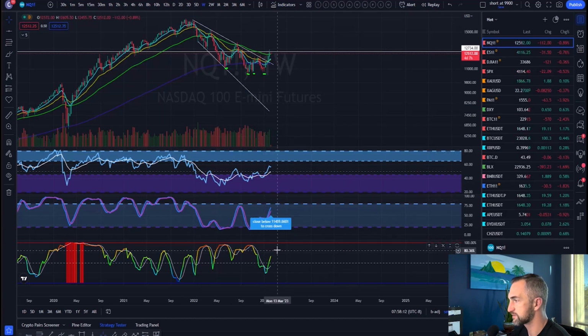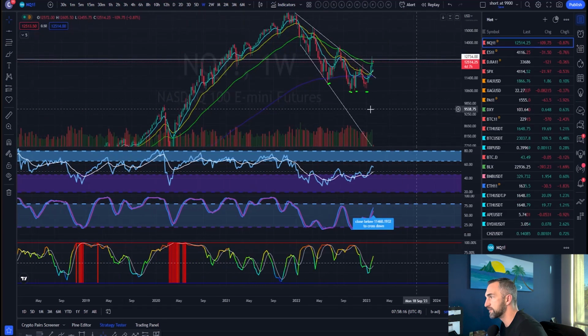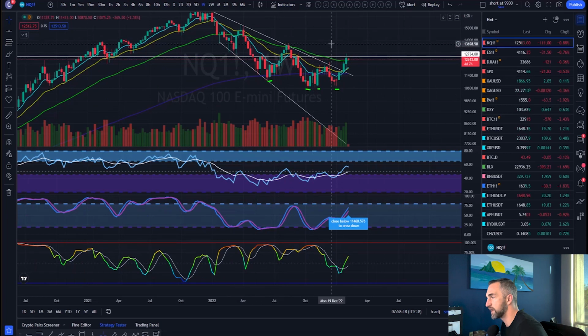Volatility expansion, stochastics are up above 11,460. So it really depends on what the dollar is going to do. And really we could come back down, retest this trend line, and then get the shot up here. It really depends on what the dollar does.